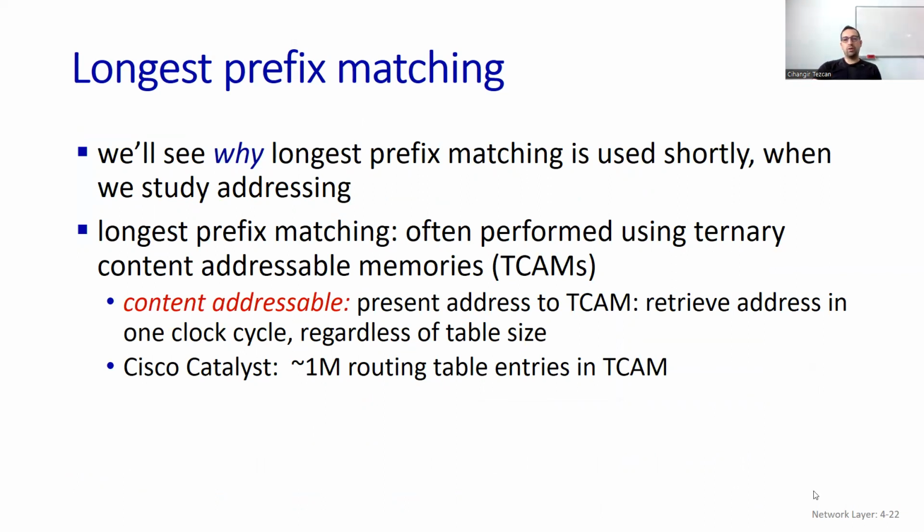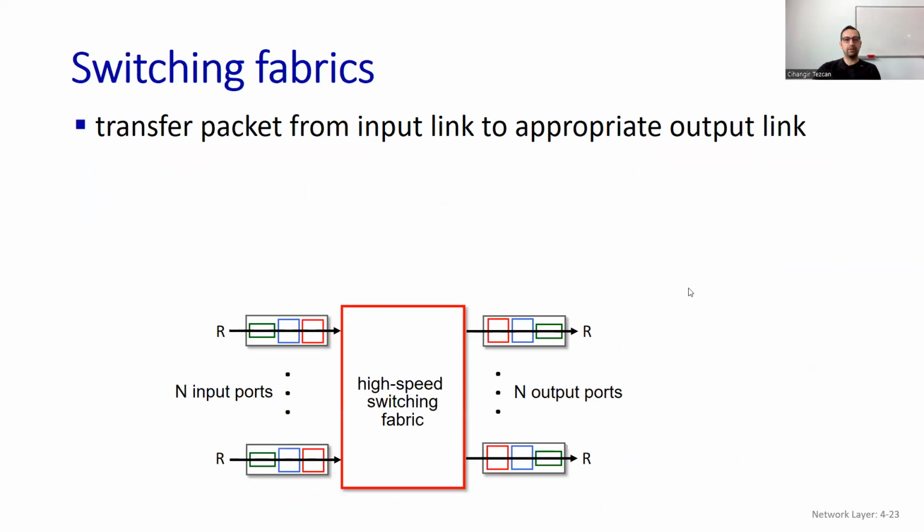Longest prefix matching is often performed using ternary content addressable memories, TCAMs. Content addressable: present an address to the TCAM and retrieve it in one clock cycle regardless of table size. So here's an example for a Cisco device. It can store 1 million routing table entries in TCAM. So you can store a lot of data.